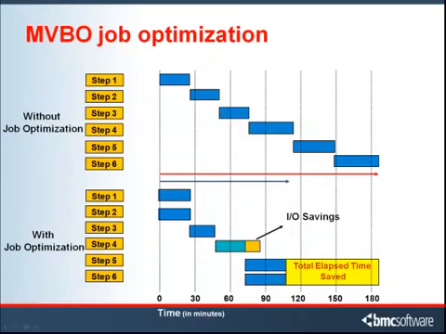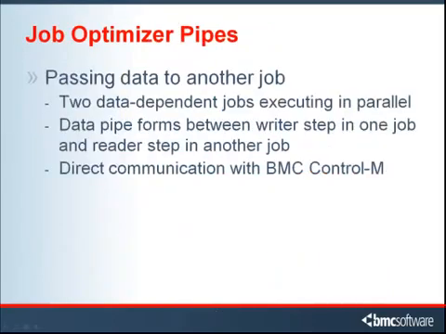Here's another way to see the benefits of job optimization. Parallel processing takes less time than serial processing, and eliminating I/O saves valuable CPU resources. MainView Batch Optimizer takes the idea of parallel processing to another level with job-to-job pipes. Let's take a look. MainView Batch Optimizer can establish pipes between a reader and writer within a single job or externally to another job. Step-to-step piping happens when a single job is submitted by the scheduler.